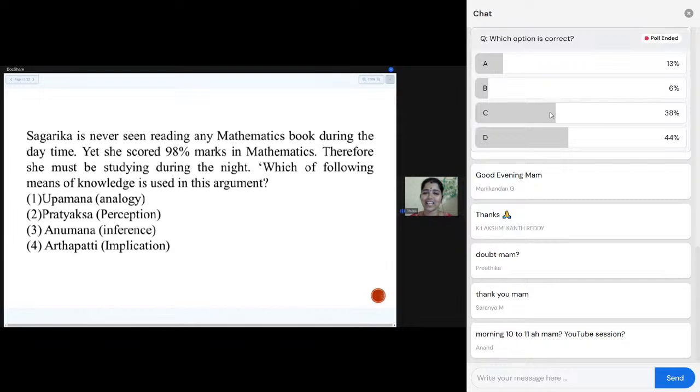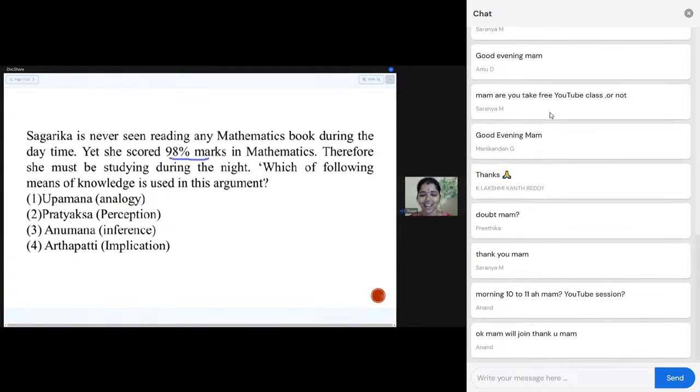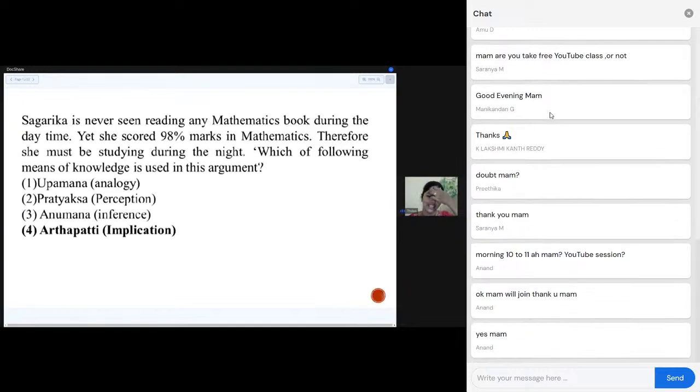Sagarika's never seen reading any mathematics books during the daytime, yet she scored 98% marks in mathematics. Therefore, she must be studying during the night. Which of the following means of knowledge is used in this argument? Arthapati. We studied this in our YouTube session, right? The answer for this question is Arthapati.